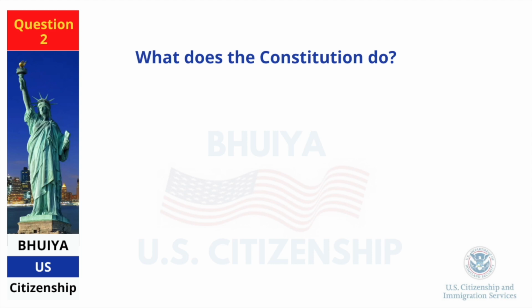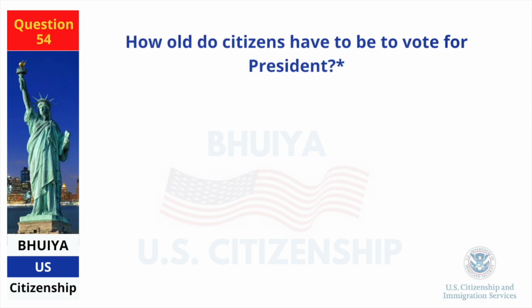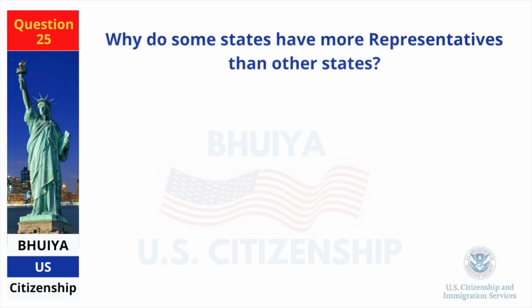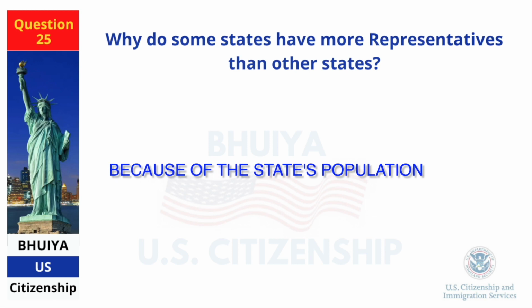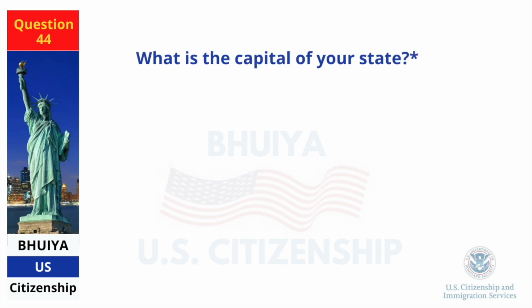What does the Constitution do? Sets up the government. How old do citizens have to be to vote for president? 18 and older. Why do some states have more representatives than other states? Because of the state's population. What is the capital of your state? This answer will vary.